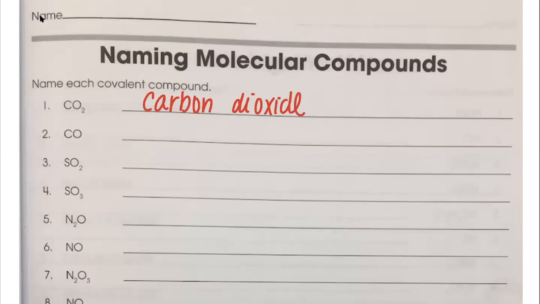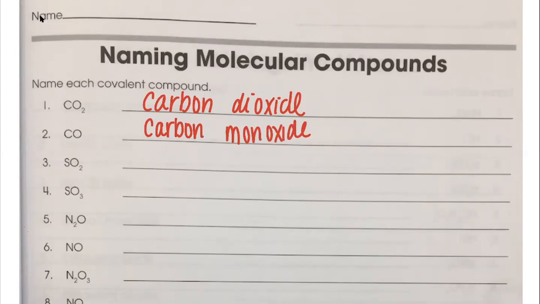So for the next one, is there a subscript that goes along with the first element? No. So I just write out what? Carbon dioxide? Almost. With the second one, we have to write out the prefix no matter what. So what's the prefix for 1? Mono? Yep. Monoxide. There you go. Carbon monoxide.